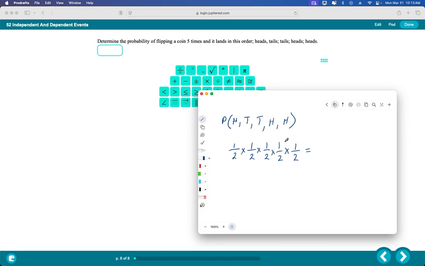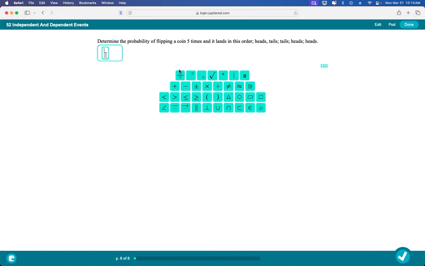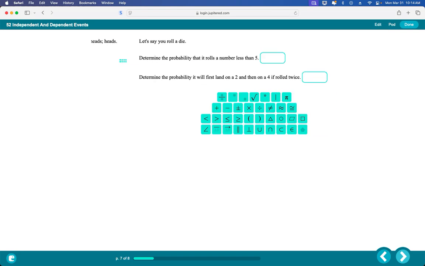1 times 1 times 1 times 1 times 1 is 1. 2 times 2 is 4. Times 2 is 8. Times 2 is 16. Times 2 is 32. This is your answer. The probability of flipping a coin 5 times and it landing exactly the way you want it to land is 1 out of 32. So you would type in your fraction, 1 out of 32, and that's correct. All right, next problem.